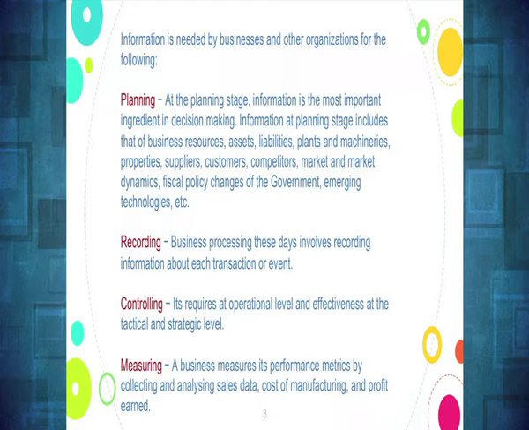So, at all stages in the planning we need information. Besides that, for recording, business processing these days involves recording information about each transaction or event, and at that time also we need information. Controlling requires information at the operational level, and for effectiveness at the tactical and strategic levels also we need information.